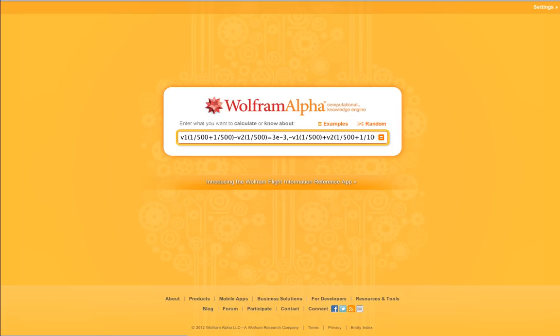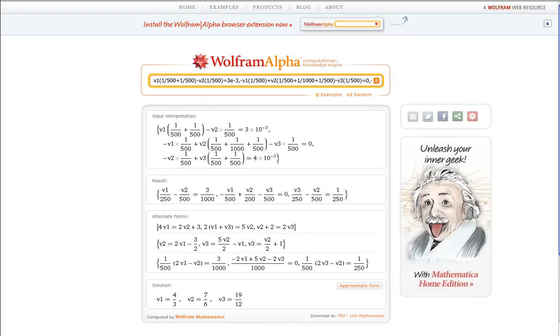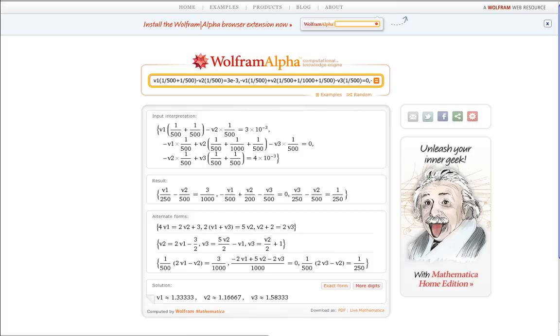Okay, so if I've typed this incorrectly, I just hit return and wait for Wolfram Alpha, and it tells me how it's interpreting my input, and then it gives me alternate forms, which really aren't all that helpful. And then it gives me a solution down here at the very bottom. You can see the solution. And that tells me then that V1 is going to be 4/3 volts, V2 is going to be 7/6 volts, and V3 is going to be 19/12 volts. One of the interesting things about Wolfram Alpha is it gives you exact solutions where it can. If you want to see an approximate form, this gives it to you in decimal values. So this is 1.33 volts, 1.667 volts, and 1.583 volts. Okay, so that was painless compared to the way I had to do it. Your lives are so much better now.